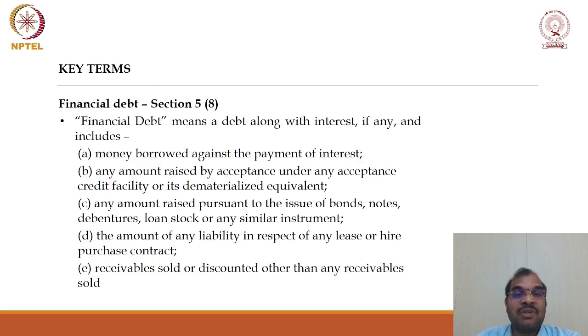Then what is the meaning of financial debt? It is defined in Part 2. Part 1 is the preliminary part. In Part 2, section 5 subsection 8 defines the term financial debt. Financial debt means a debt along with interest. Whenever I include the debt, it is along with the interest, principal amount plus interest, if any, and includes money borrowed against the payment of interest.